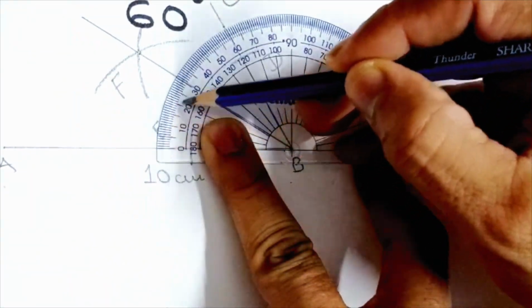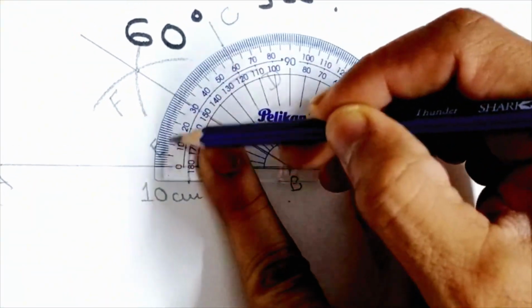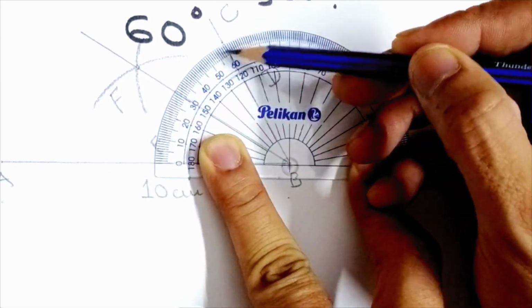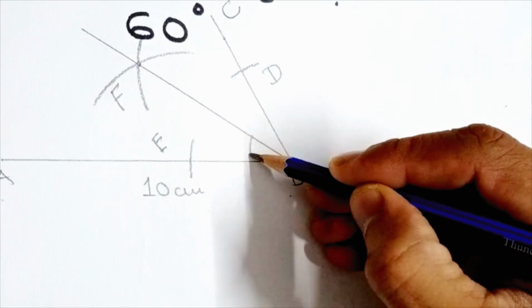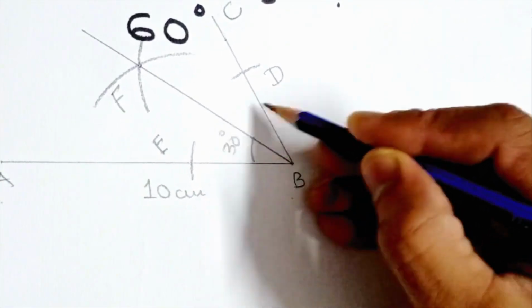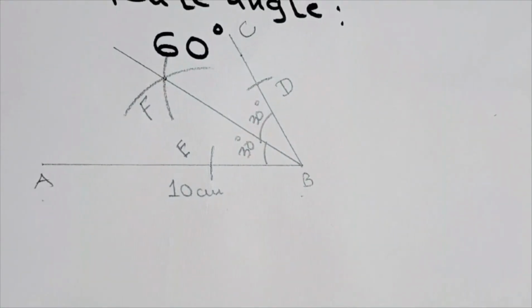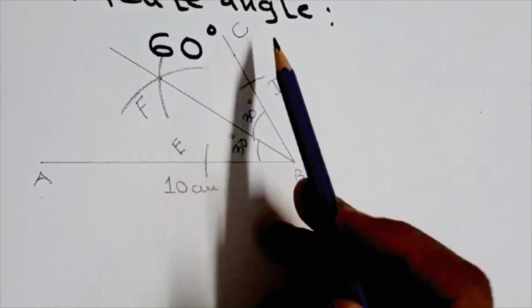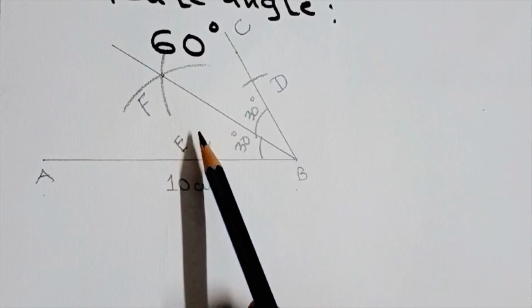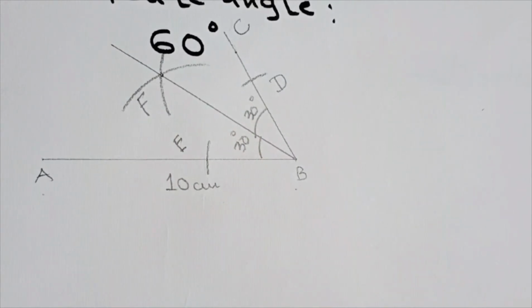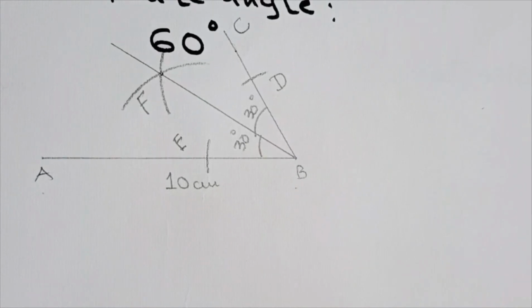So we have to use this scale. Which one? Outer scale. 0, 10, 20, it is 30 and it is already 60 degrees. So the half of 60 degrees is now 30 degrees. Student, this is the way how to construct an acute angle from the left side. So our angle bisector is 30 degrees. I hope you have understood this way of construction and you will use it in your exercise questions.